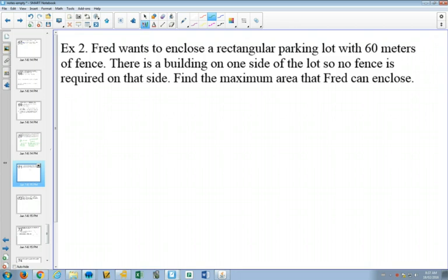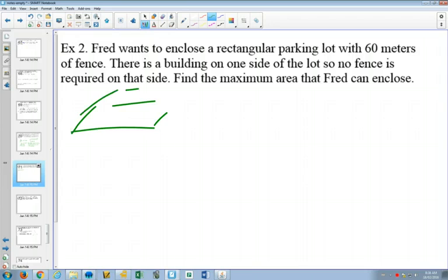Here we're given the context of a question, but we're not given the equation. But again, it's one of the ones we had back in grade 11. There's a building on one side of the lot, so we imagine some sort of building here.